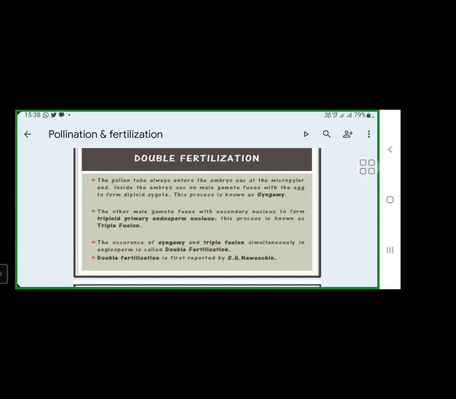First, one male gamete is fused with the egg cell. That is the first fertilization, the syngamy. And the second male gamete is fused with the polar nuclei or secondary nucleus to form the triploid primary endosperm nucleus, the PEN, primary endosperm nucleus.